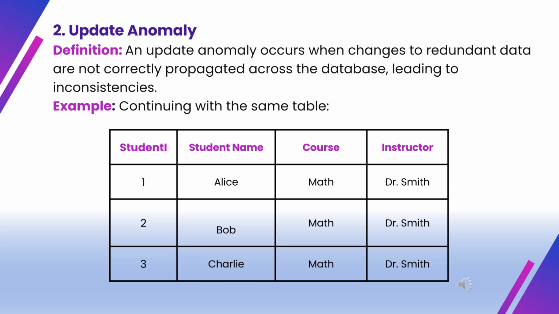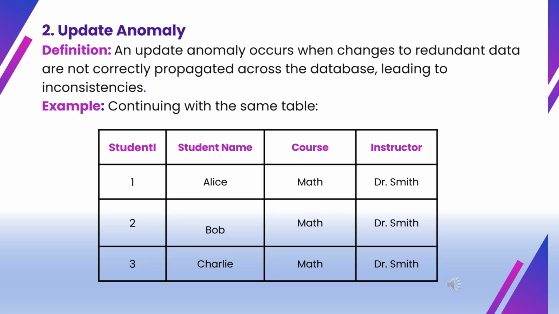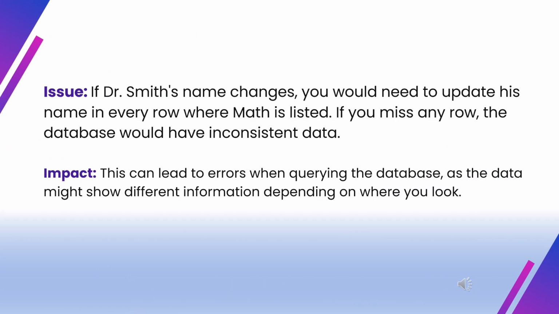2. Update anomaly. An update anomaly occurs when changes to redundant data are not correctly propagated across the database, leading to inconsistencies. Example: continuing with the same table, let us see the issue in the previous table.